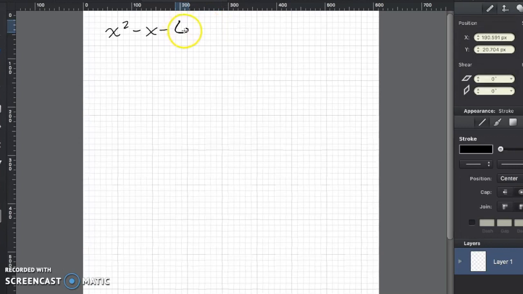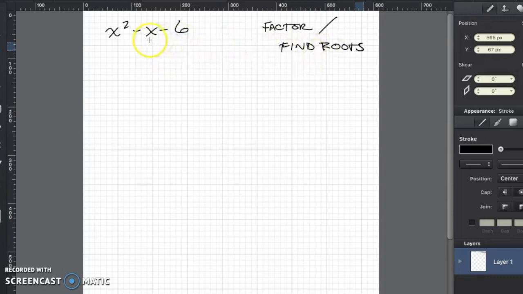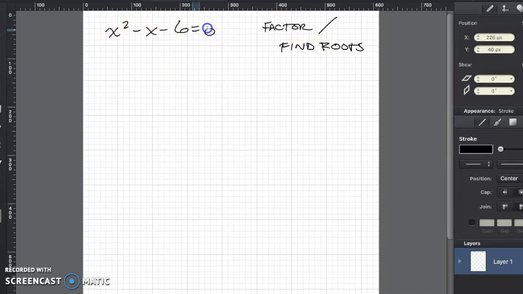But I want to take a look at it, right? So something like this. If our job is to factor or find roots, it's just going to be the case for us in Algebra 2 that roots are going to be x-intercepts as well. That's not a problem. So since we're finding roots, I'm going to go ahead and drop a 0 right there.